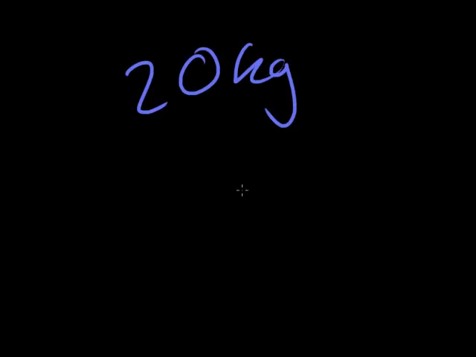Now, if an atom was 20 times greater than the atomic mass unit, we'd represent it as being 20 u. So that's 20 times the mass of 1/12 of an atom of carbon-12. So what we're doing on this scale is comparing all of the different masses to the mass of 1/12 of an atom of carbon-12. And that's basically what relative atomic mass is.